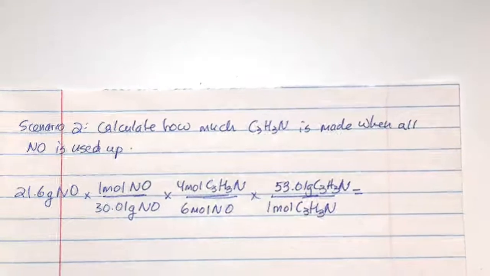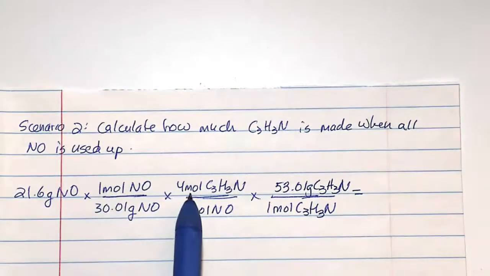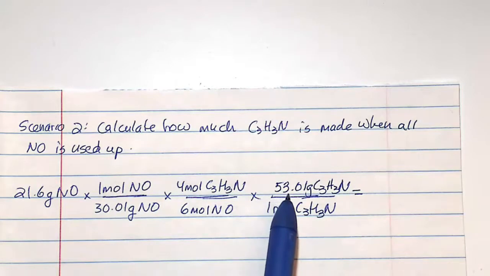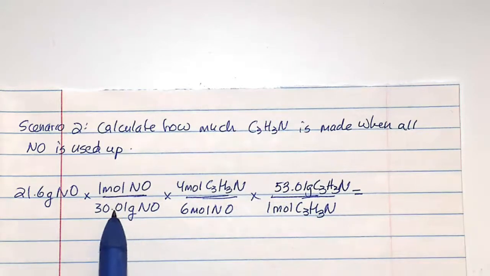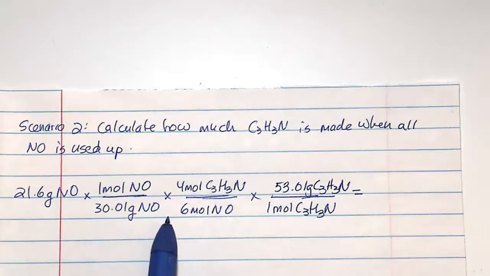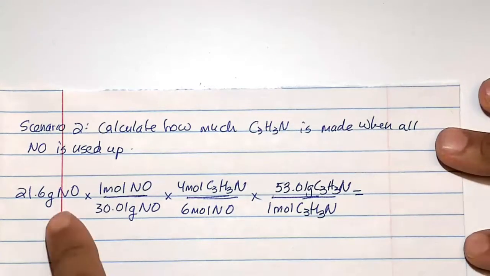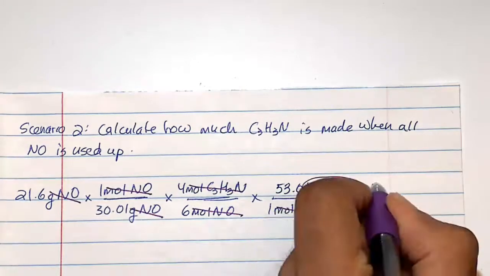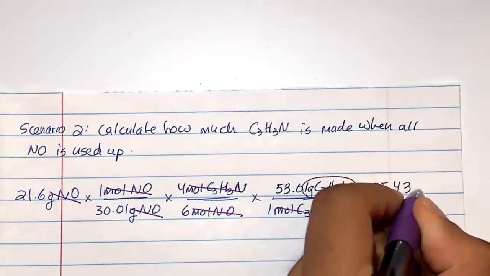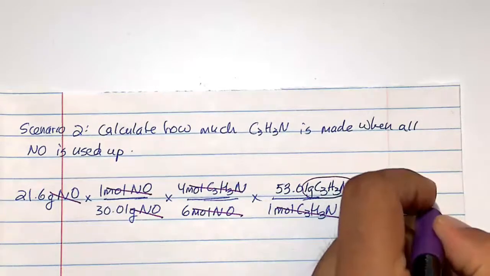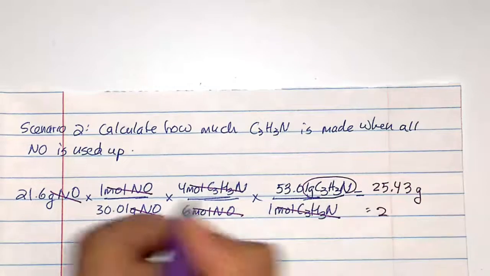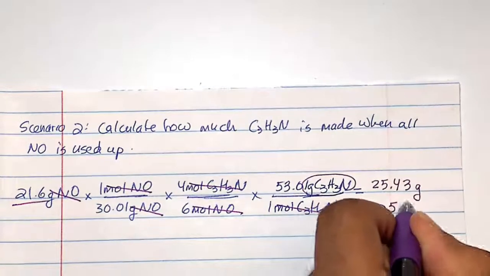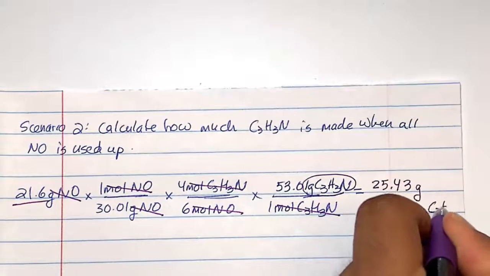So now I will take 21.6 grams of NO, multiply it by 4, multiply that by 53.01 grams, and divide that product by parentheses 30.01 times 6, close parentheses. And that will give me how many grams of C3H3N I produce if I use up all of the 21.6 grams of starting material of nitric oxide. I did this calculation. I got 25.43 grams, or I will just put it to 3 sig figs like this, 25.4 grams of C3H3N.